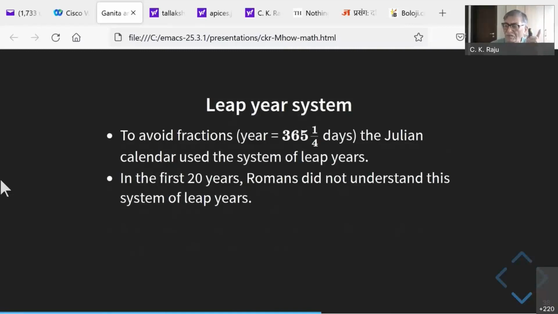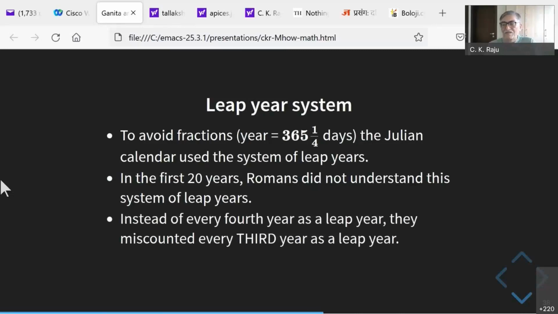And it is known to be wrong from the time of Aryabhatta. But we adopted it, we still adopt it, with a system of leap years. Why leap years? Because they could not write fractions. In fact, even that leap year system, the Romans did not understand.